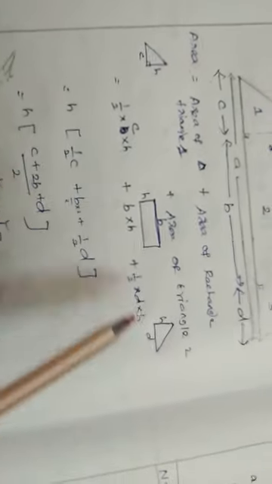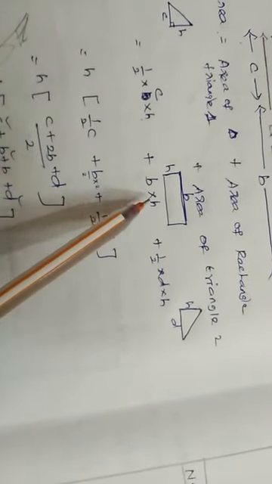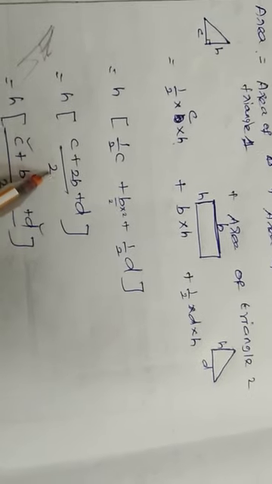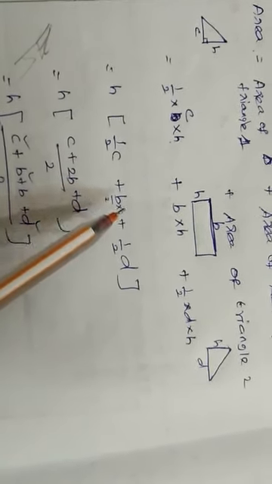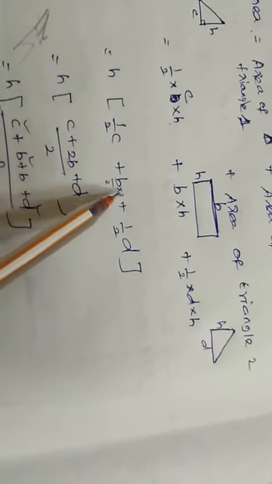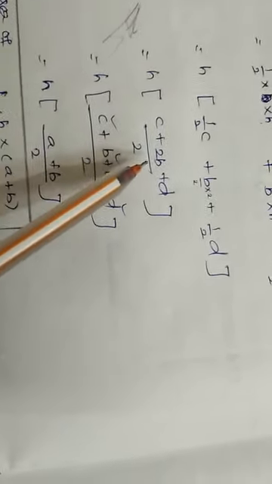Now among these three, H is the common term, we can take it outside. So H into 1 by 2 C plus B plus 1 by 2 D. From this, 2 is the denominator, so you can write the 2 in the denominator. So C plus 2B plus D, with LCM 2: multiply 2 and divide by 2. So we get H into C plus 2B plus D, all divided by 2.